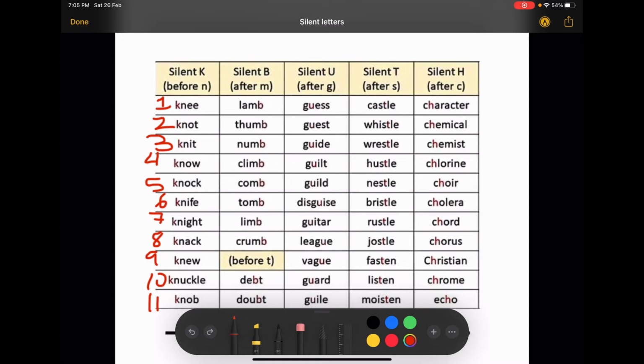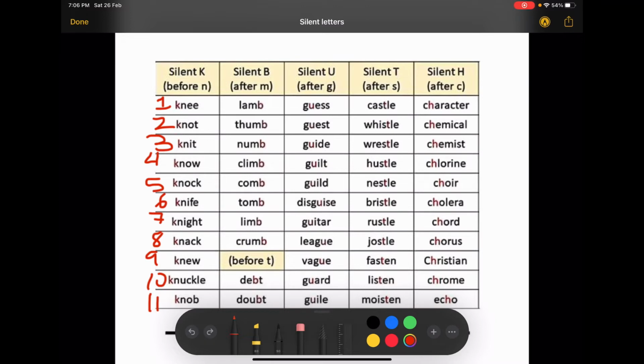The fourth word we have is climb, and you pronounce it as C-L-I-M. You write it as C-L-I-M-B, but you pronounce it as climb and not climb-buh.